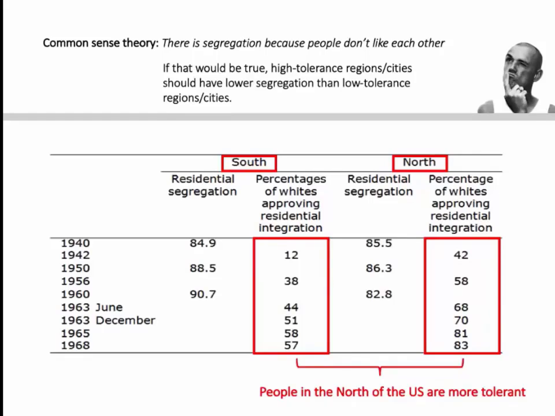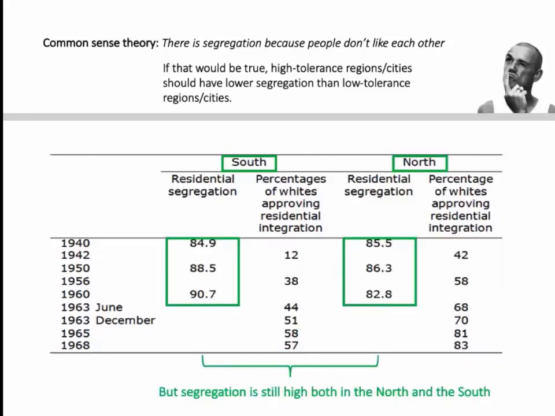Okay, so now think about what I just said. If that would be true, high tolerance regions should have lower segregation than low tolerance regions. But it's still high in both, to be honest. In 1960, we see a bit of a difference between the South and the North, but in the 1950s and the 1940s, we don't really see a difference.